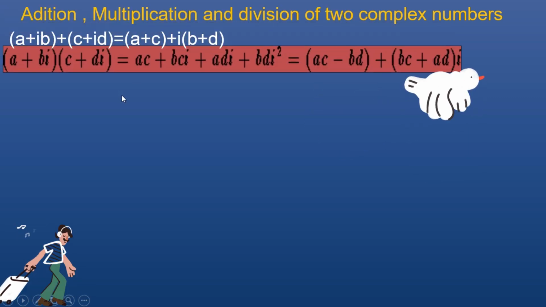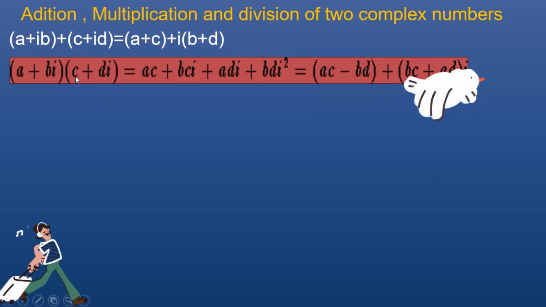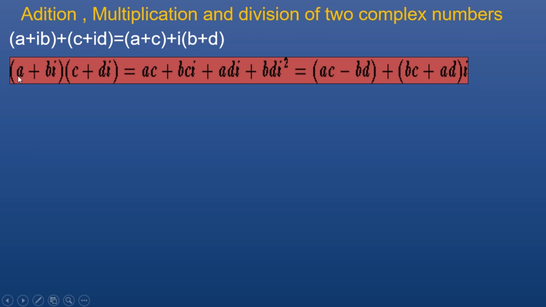How to multiply a plus bi by c plus di? A times c plus a times di plus bi times c plus bi times di. Bi times di is bd times i squared, and i squared equals minus 1. So we have in the real part ac minus bd. In the imaginary part, when we take i common factor, bc plus ad.